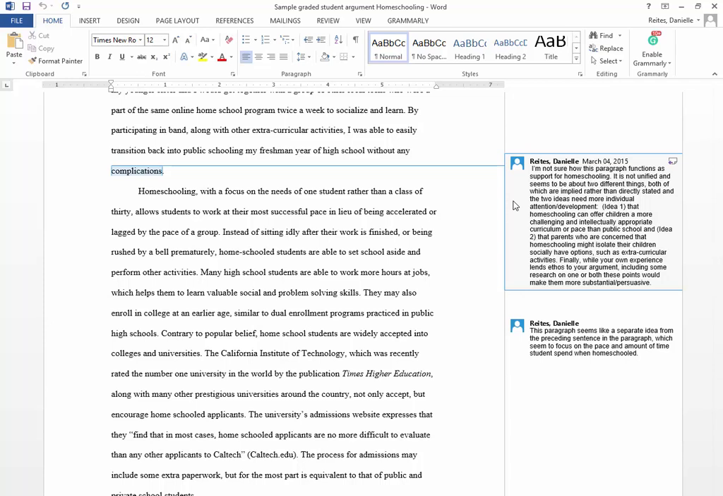It is not unified and seems to be about 2 different things, both of which are implied rather than directly stated, and the 2 ideas need more individual attention and development. And then I go into the 2 different ideas, and I say, finally, while your own experience lends ethos to your argument, including some research on one or both of these points would make them more substantial and persuasive. And you can pause here if you want to read this on your own instead of just listening to me.